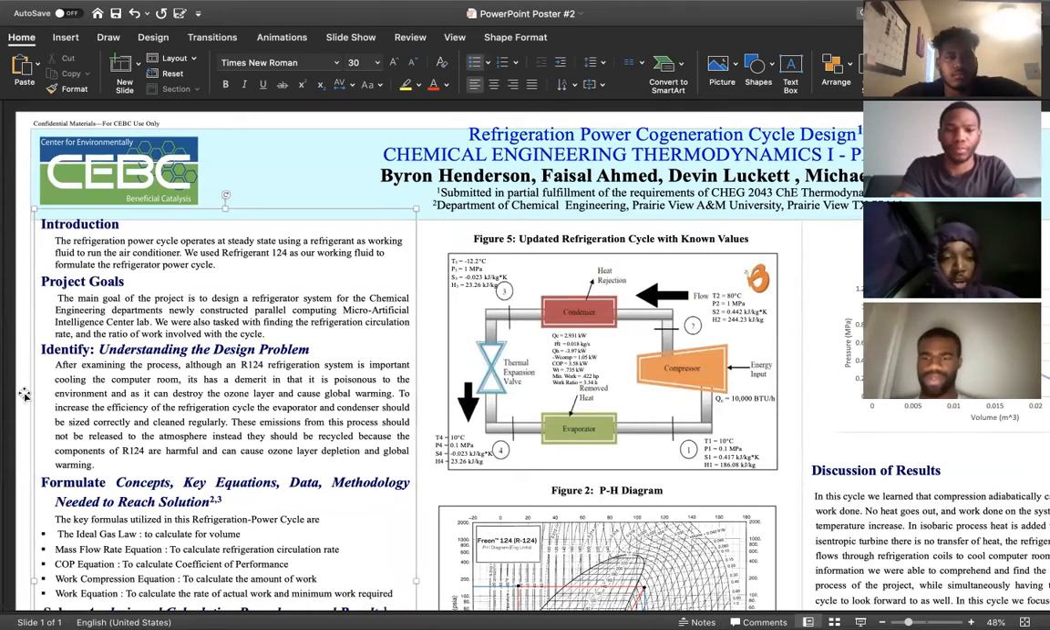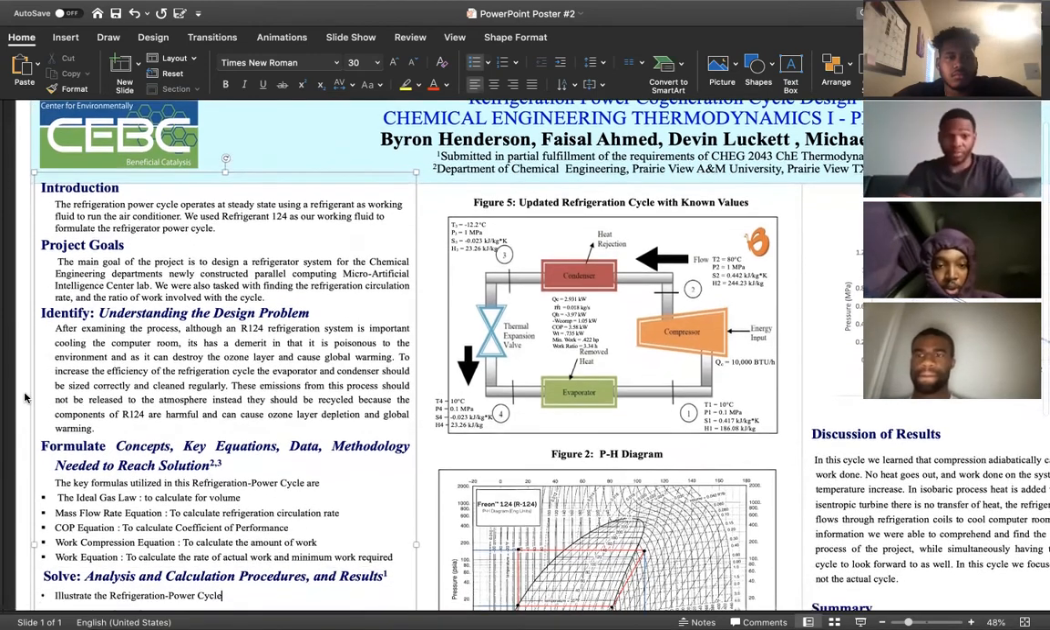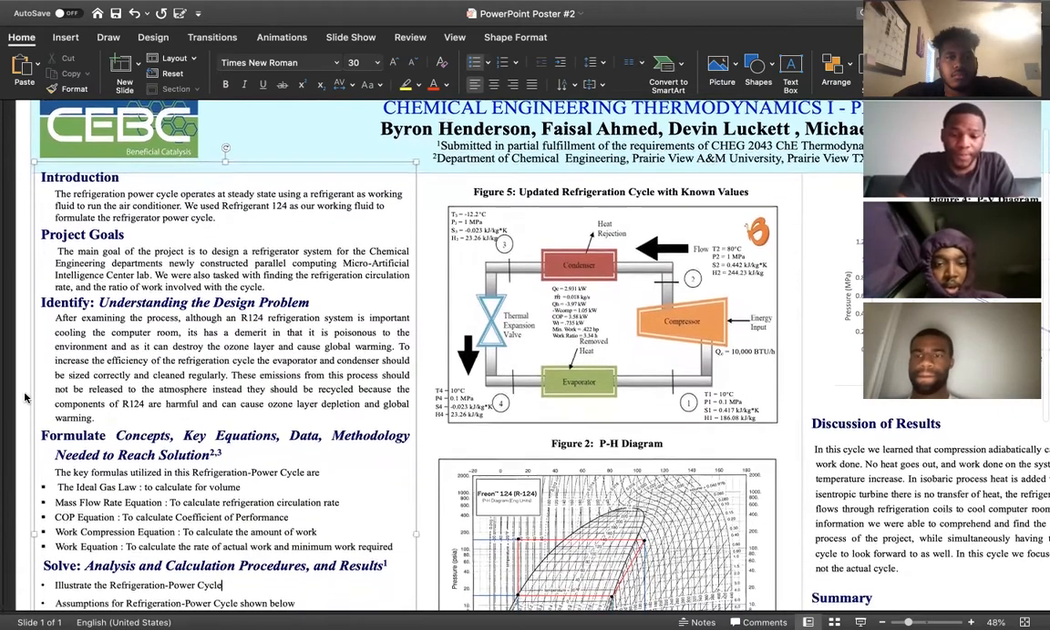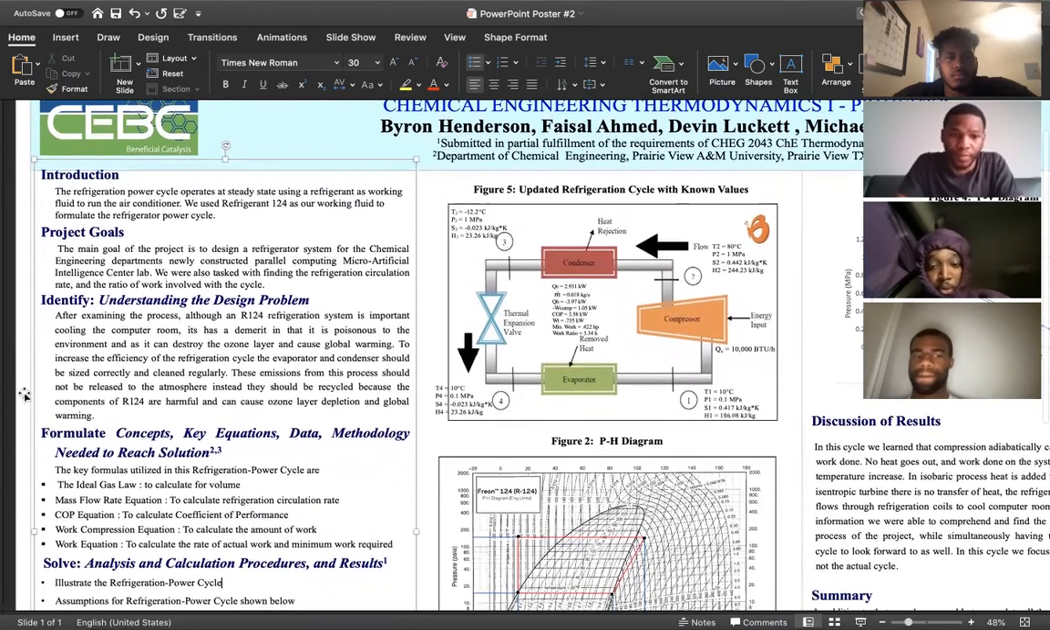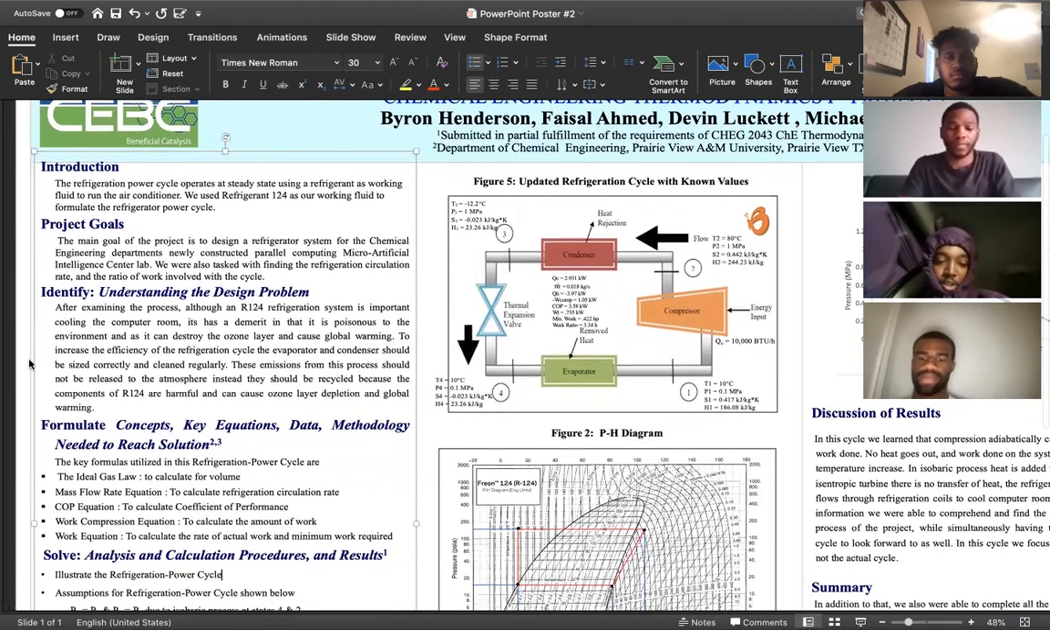And our project goal: the main goal of the project was to design a refrigeration system for the chemical engineering department's newly constructed parallel computing micro artificial intelligence center lab. Our proposed design is a hybrid refrigeration power cycle that will be used to maintain several racks of computer nodes at a maximum temperature of 40 degrees Fahrenheit.